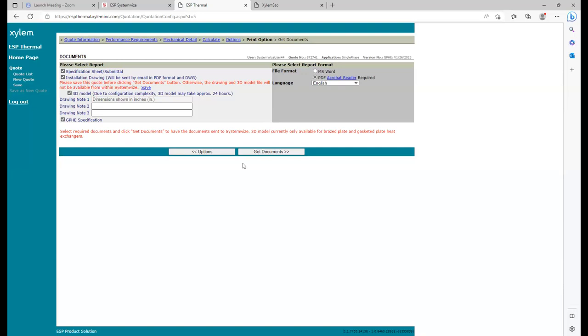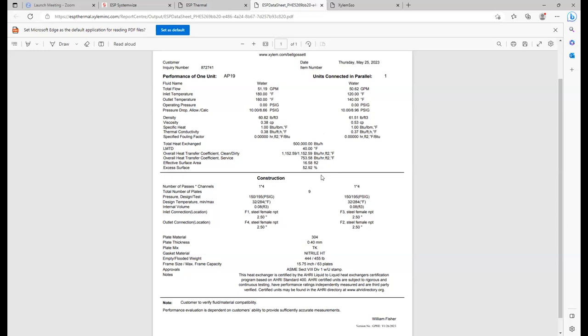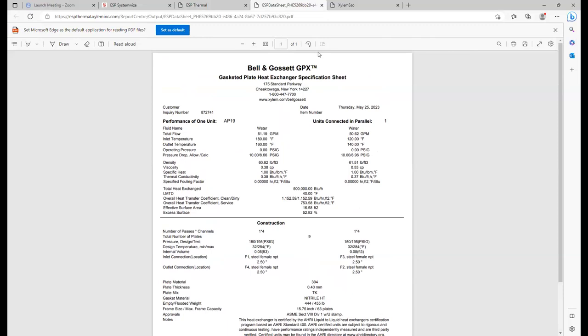Say if we generate, we get our specification sheet. And so we could see here the model of the unit, entering and leaving water temperatures for both sides, our pressure drop. Down here, it gives us details about even our plate mix, like what kind of chevron pattern you have. Also material type. It gives you everything there on that spec sheet. So pretty straightforward. I don't want to waste anyone's time too much on that.